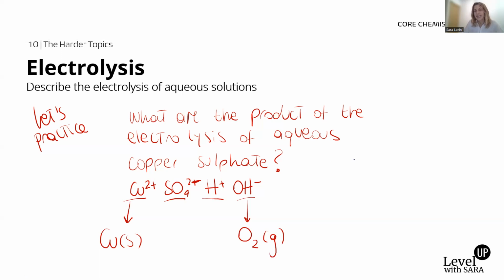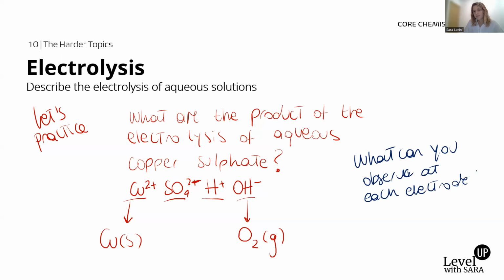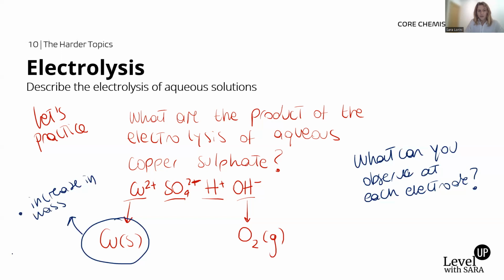So let me write it down as another question. What can you observe at each electrode? If you have a solid form, you would observe an increase in mass. You would also observe an actual solid on the electrode. In this case, copper has this copper color. So that's what you could mention about the color if the metal has a color that you can distinguish.